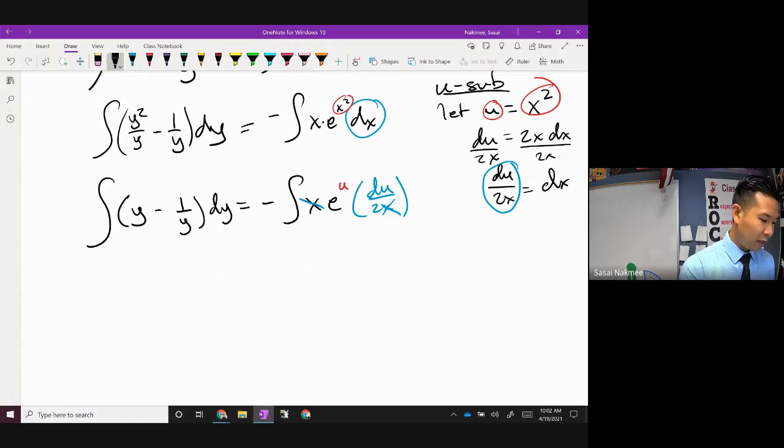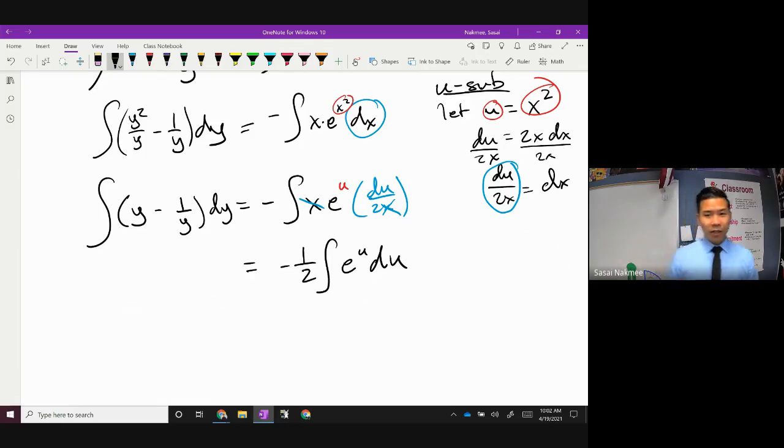So this over here is going to be equal to negative the integral. This is going to be 1/2. I'm going to write that 1/2 in front. Negative 1/2 times the integral of e to the u du, which hopefully you guys know the integral of e to the u is just going to be e to the u. The integral of e to a single term is just going to be e to that single term. If it was e to the 2x, it gets a little bit more complicated, so you have to do a little bit of u substitution there.